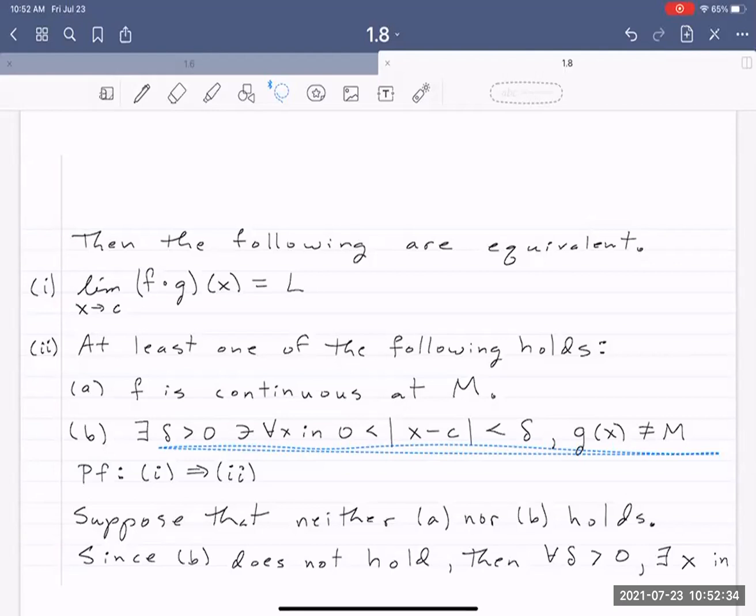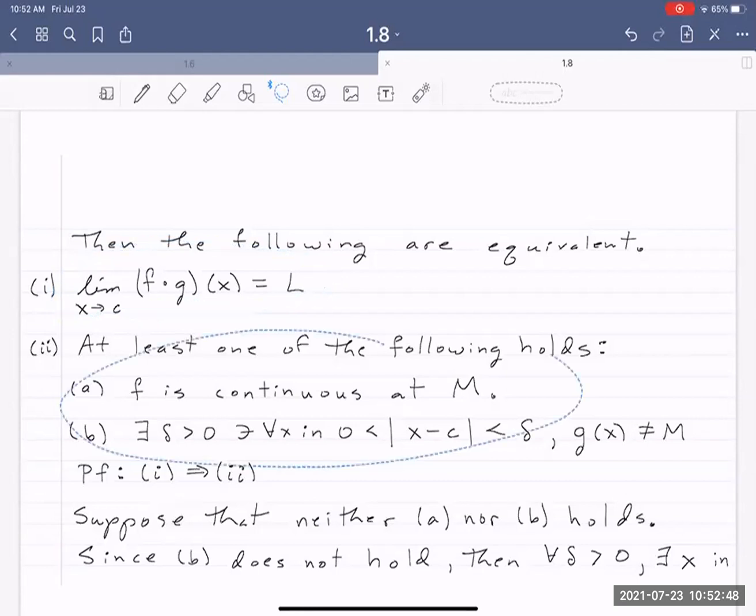So let's try to show that. First, 1 implies 2, and then 2 implies 1. So let's show 1, assuming this, I can show this.